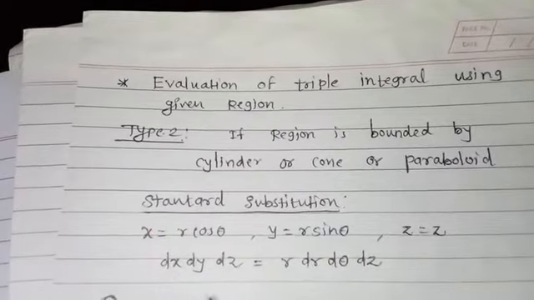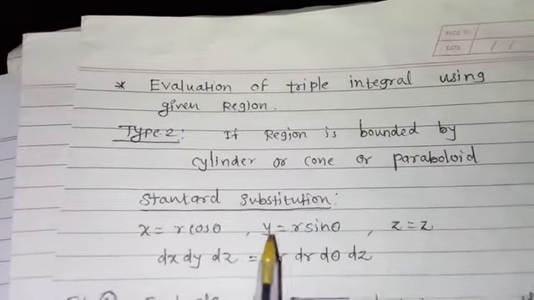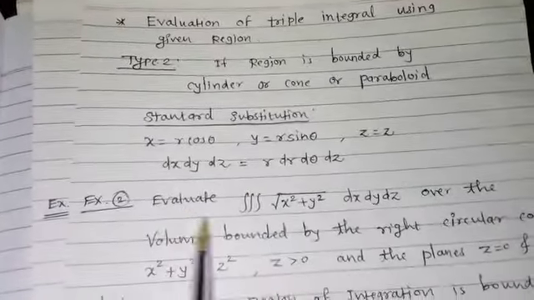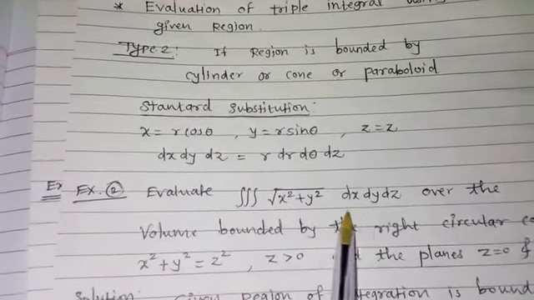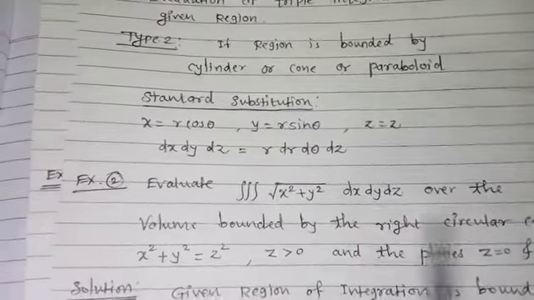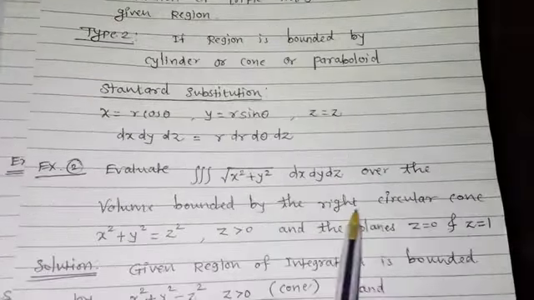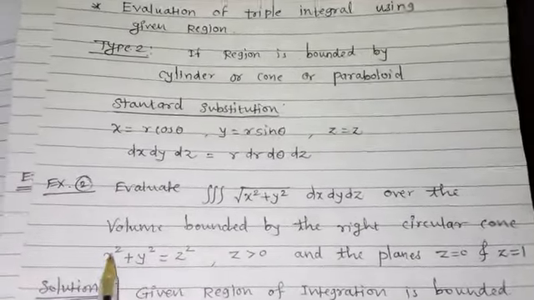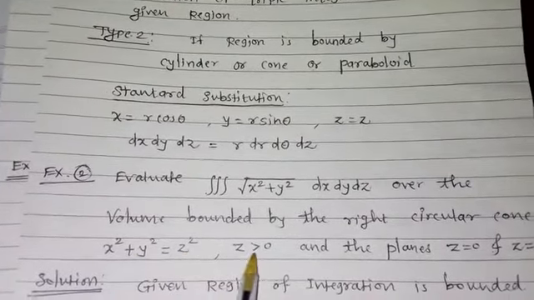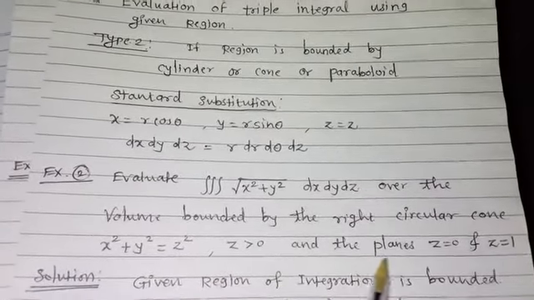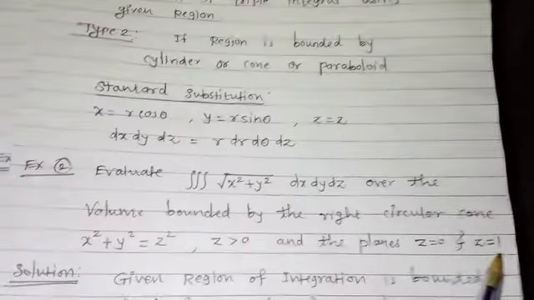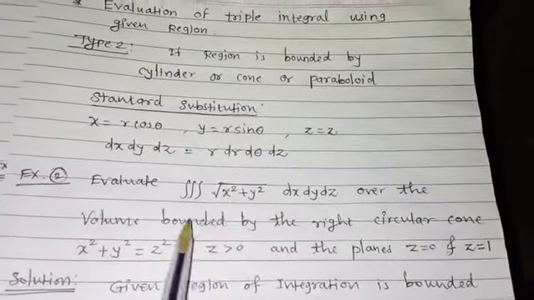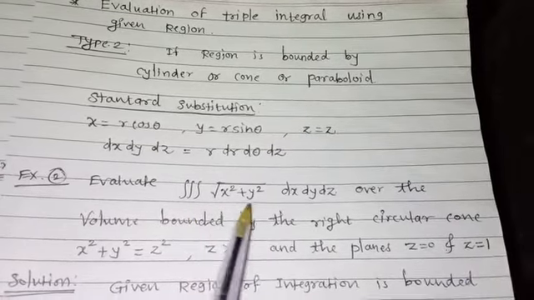Using that substitution, now we are solving one example. The example is: evaluate the triple integral of square root of x square plus y square dx dy dz over the volume bounded by the right circular cone x square plus y square equals z square, where z is greater than 0, and the planes z equals 0 and z equals 1. So here we have to find the value of this triple integral.